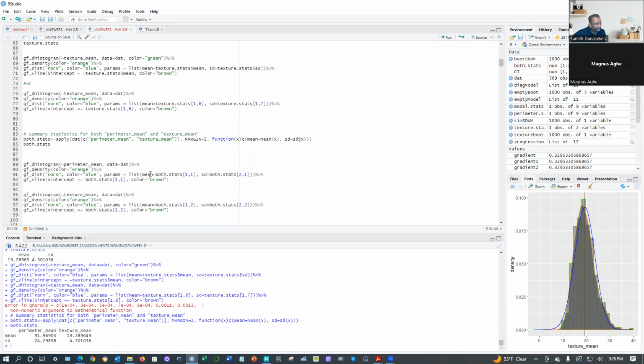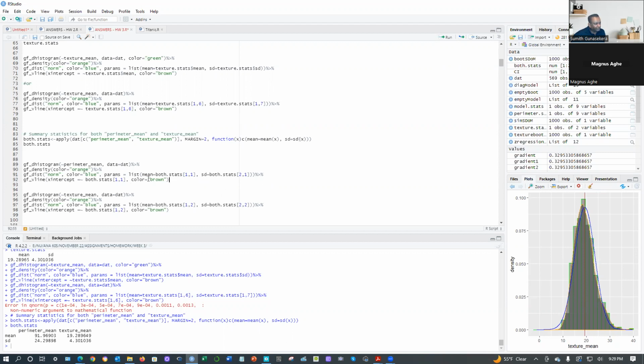I need the parameters for this histogram. I need the density curve, the normal curve, but the normal curve needs the mean. Look at how I extract the mean. Go to 1 comma 1: first row, first column. Then the standard deviation means second row, first column. I recall that one.